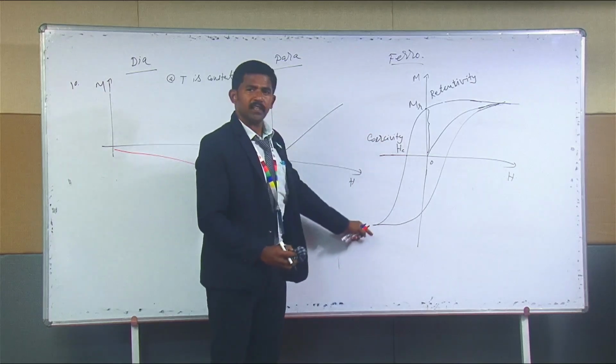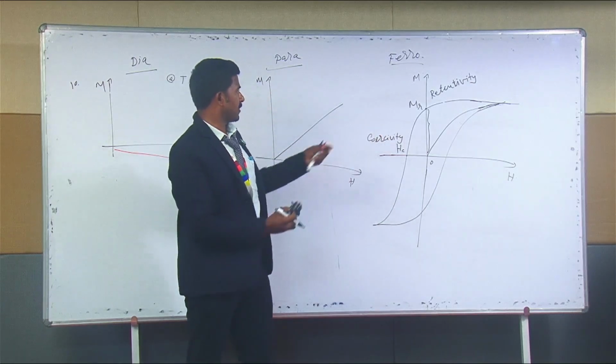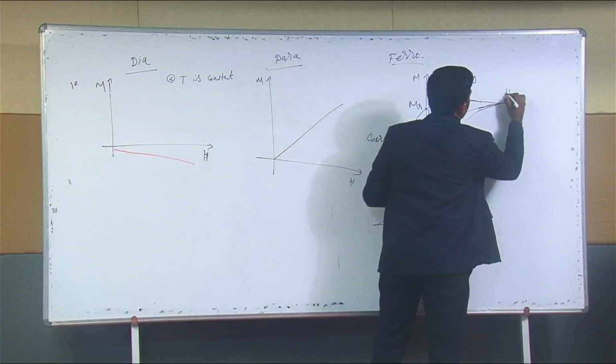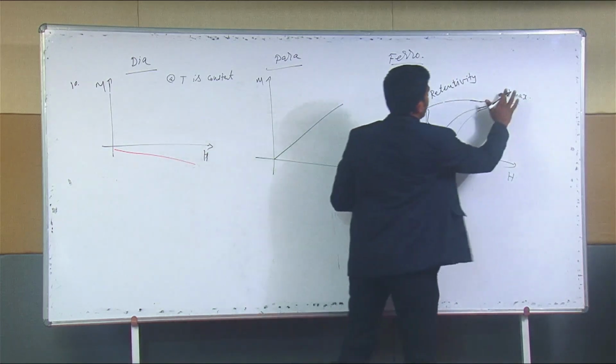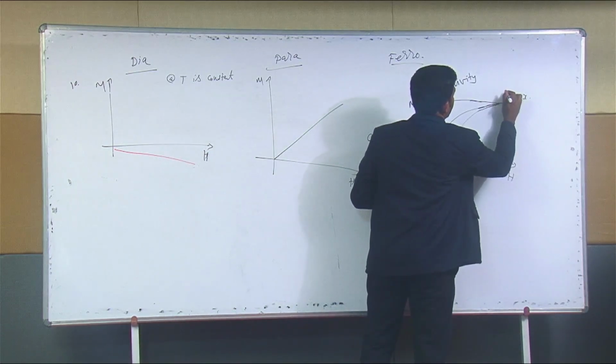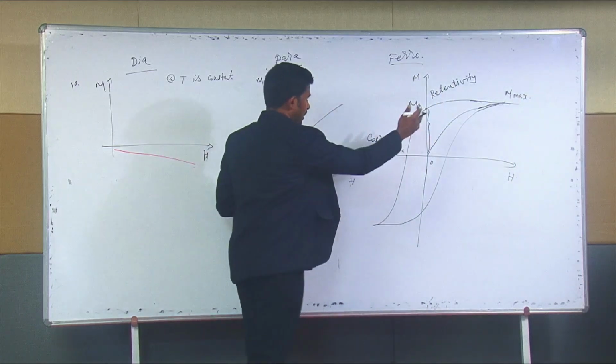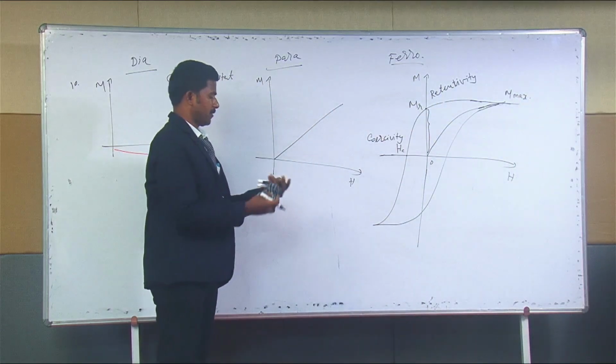Similarly, the negative cycle is also there. Similar, so this is the maximum magnetization. Similarly here also the negative cycle is there.